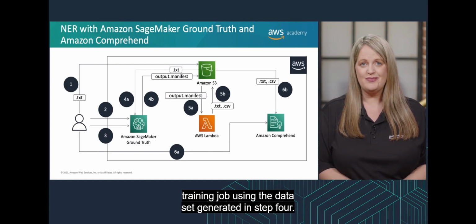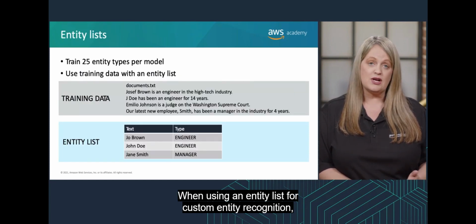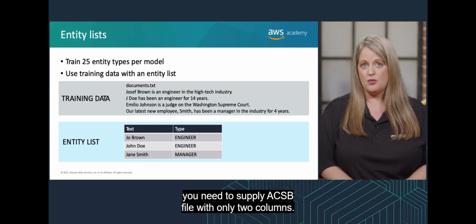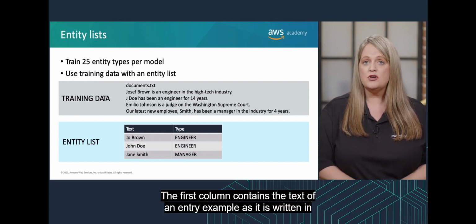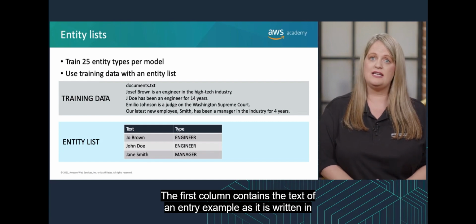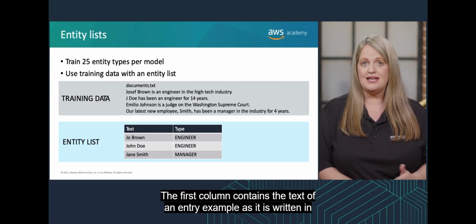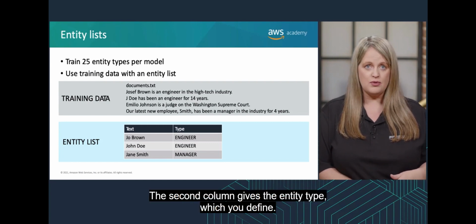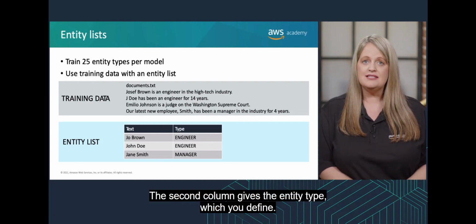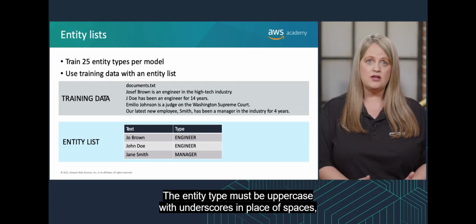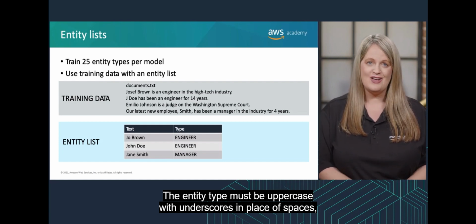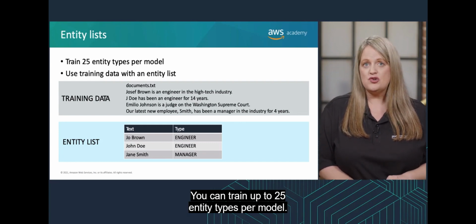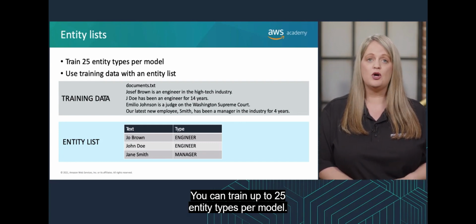When using an entity list for custom entity recognition, you need to supply a CSV file with only 2 columns. The first column contains the text of an entry example as it is written in the document corpus. The second column gives the entity type, which you define. The entity type must be uppercase with underscores in place of spaces. For example, senior_manager. You can train up to 25 entity types per model.